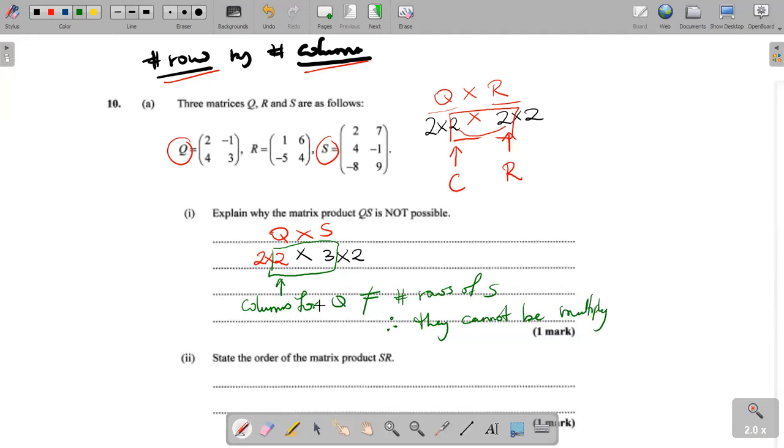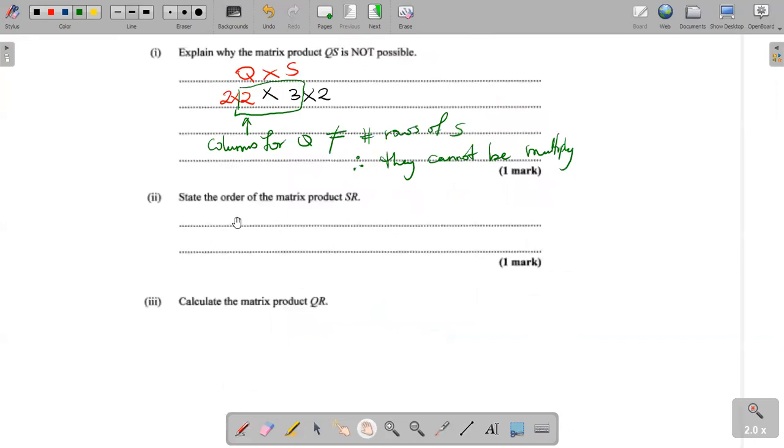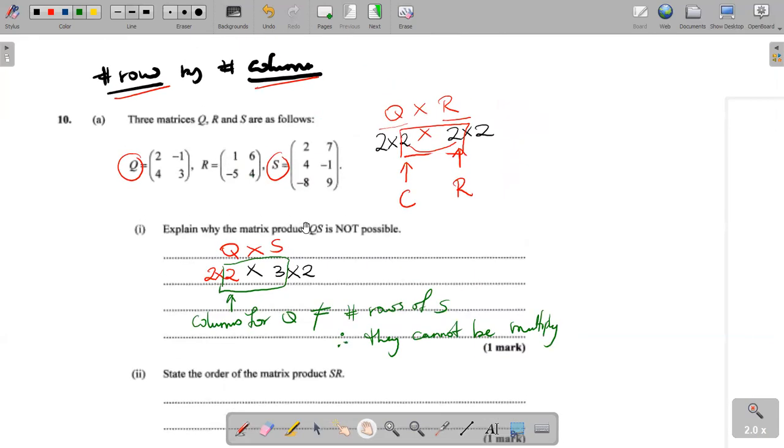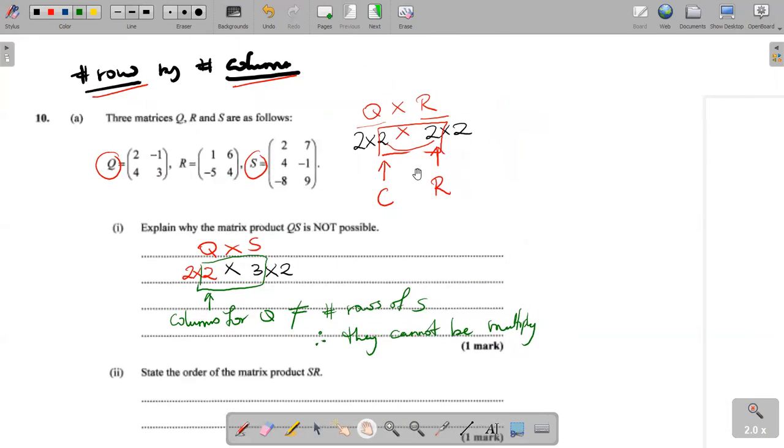That's just saying the rules. CXC just wants to know if you know the rule. Everybody can multiply, but some people don't even know why they're multiplying. So that's the rule. Next one, state the order of the matrix product SR. To find the product, the answer is going to have an order of these two numbers here. So QR is going to have an order of 2 by 2.